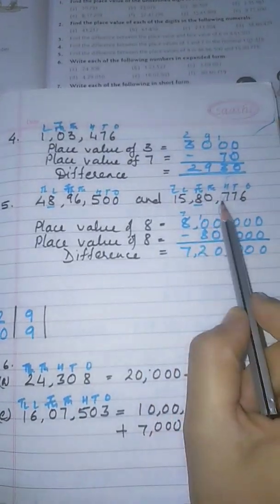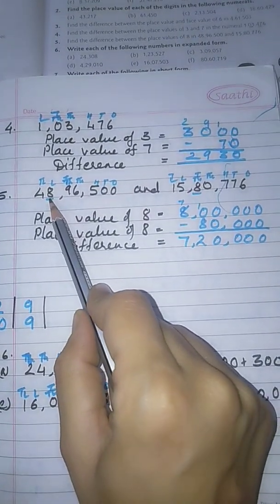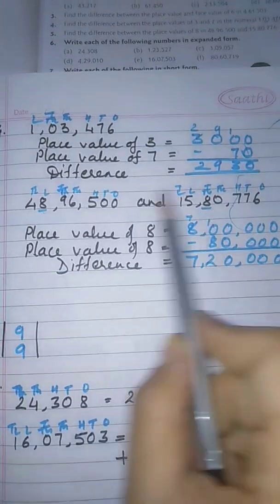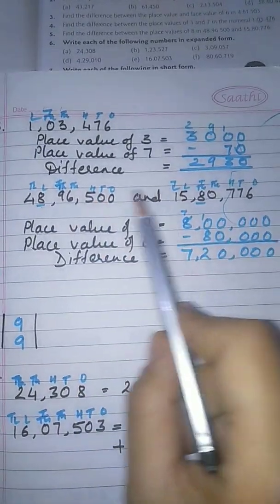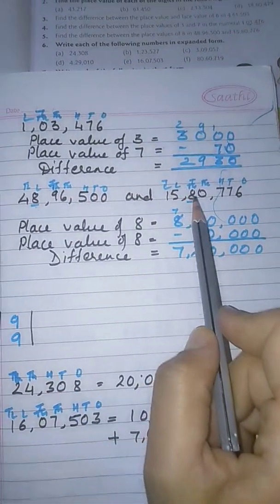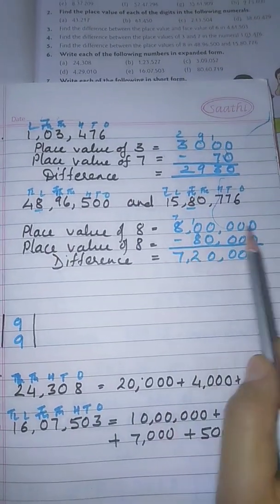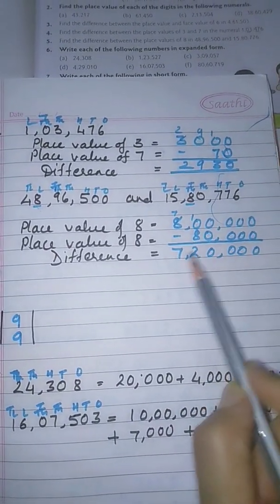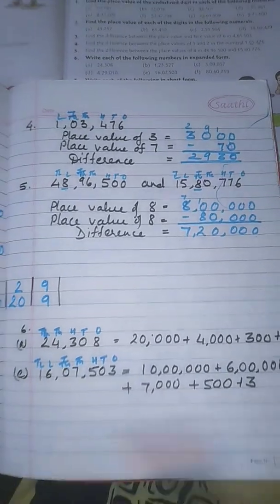In the fifth question you are given 2 numbers and here you have 8, here also you have 8. So both the 8's place values you have to write. Here 8 is in lakhs place and here 8 is in 10,000 place. So 8 lakh and 80,000. Subtract and get the answer.